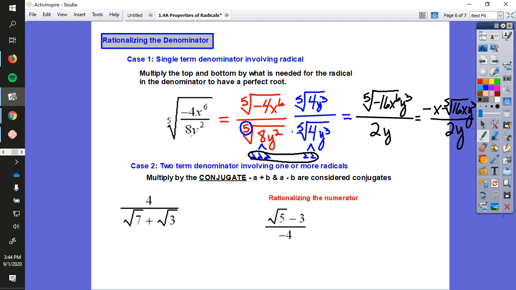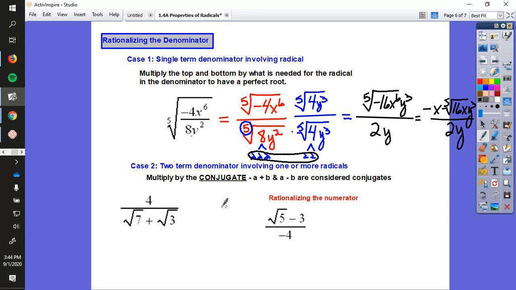What do I have? What do I need? Two terms are a little bit easier in my opinion because you don't have to think too much. You don't have to ask yourself questions and give yourself answers. If there are two terms, you simply use the conjugate. Now the conjugate of a plus b is a minus b. The conjugate of a minus b is a plus b.